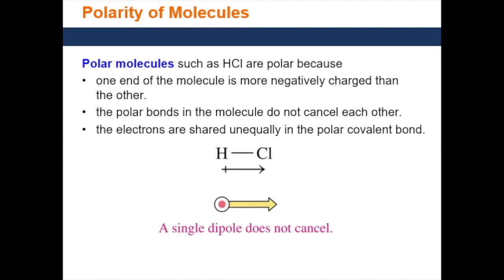Moving on, polar molecules such as HCl are polar because one end of the molecule is more negatively charged, more electronegative than the other. Secondly, there's only one polar bond in the molecule. There's no cancelling here. Nobody is cancelling each other's polarity. And the electrons are shared unequally. Therefore, this bond is polar, and therefore this is a polar molecule.